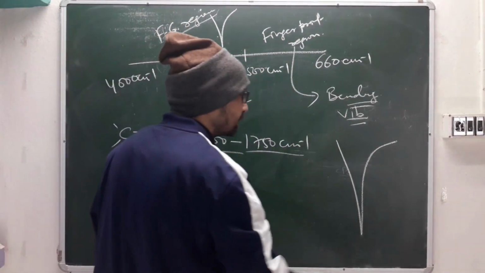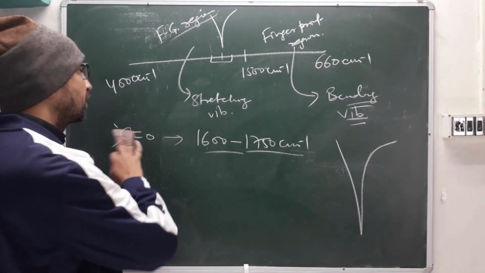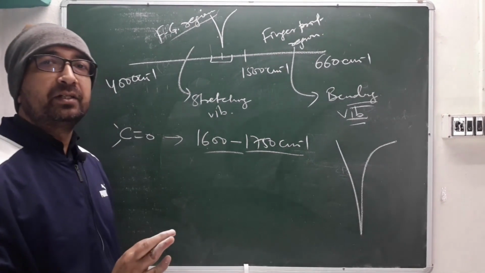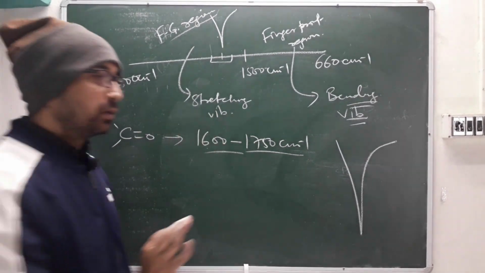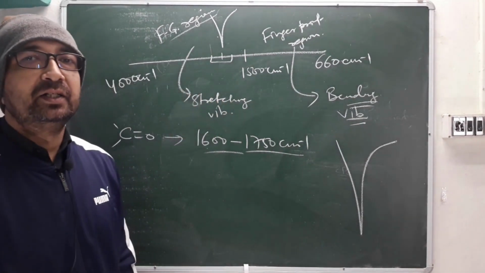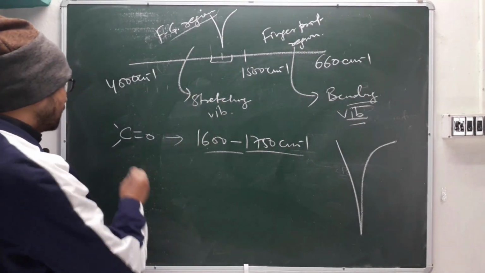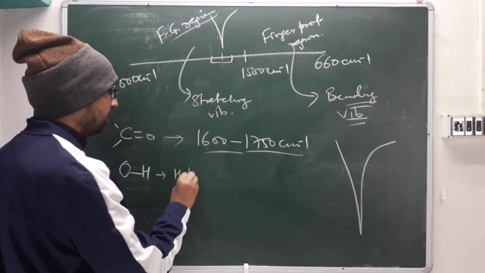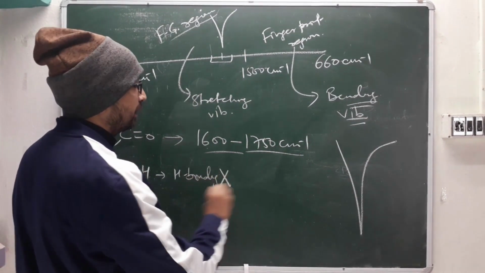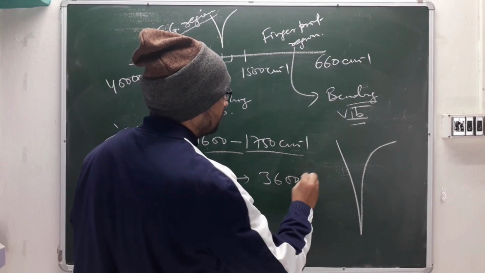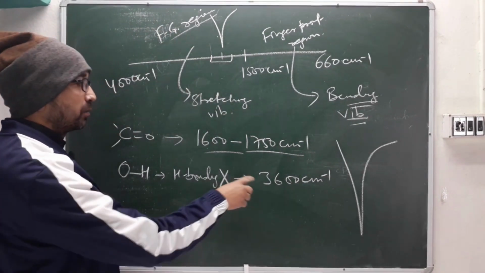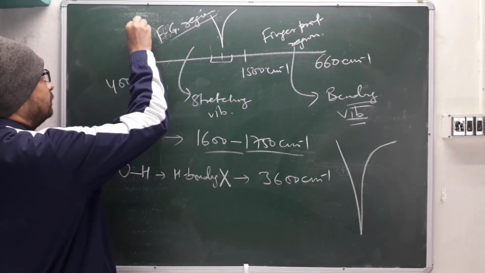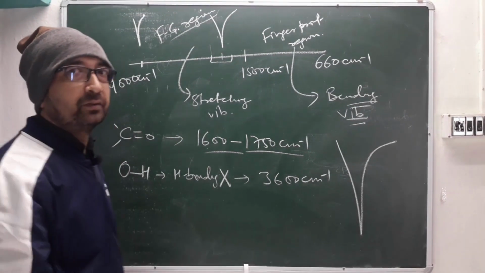If you are getting this kind of peak, make sure that you have one carbonyl group, whether it's a carboxylic acid, aldehyde, or ester, but one carbonyl group is there. To confirm whether it's an acid or maybe an aldehyde, just see the second peak for OH. If hydrogen bonding is missing, then you will get a peak at 3600 per centimeter, and the peak nature will be sharp, a single line.